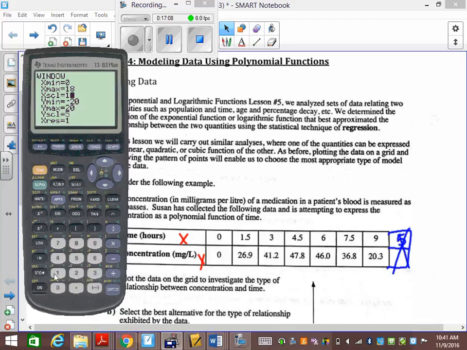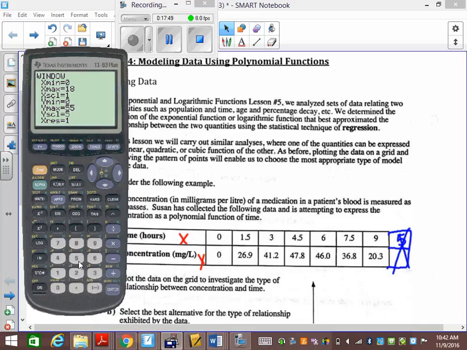My X scale could be 1, 2, it doesn't matter. What's my minimum concentration I could possibly have? 0. I can't have negative concentration. It's not like it can rip extra out of my body. So 0. What's the largest value I have? 47.8. Could it be higher though, technically? It could be higher. So I'm going to make it be 55. If you made it 50, you might be okay too. I like being a little bit higher, just in case it might spike. I'm going to make my Y scale be 5 because then every little tick is 5.